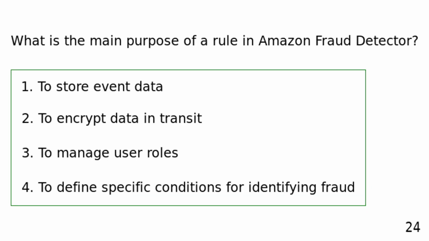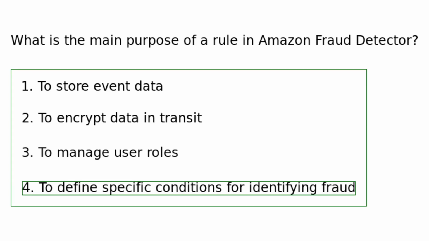What is the main purpose of a rule in Amazon Fraud Detector? To store event data. To encrypt data in transit. To manage user roles. To define specific conditions for identifying fraud. The main purpose of a rule in Amazon Fraud Detector is to define specific conditions under which an event should be flagged as potentially fraudulent.